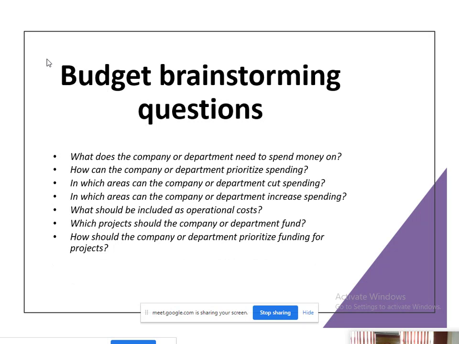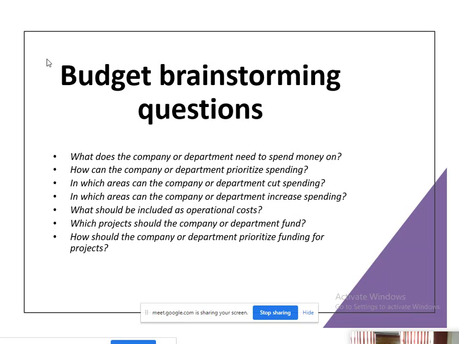Next is budget brainstorming questions. Now after the finance, what comes? The budget of the project. So here are a few questions: what does the company or department need to spend money on? What amount of money should a company or a department spend? They should have a blueprint beforehand of the lump sum amount of money they should spend or invest.